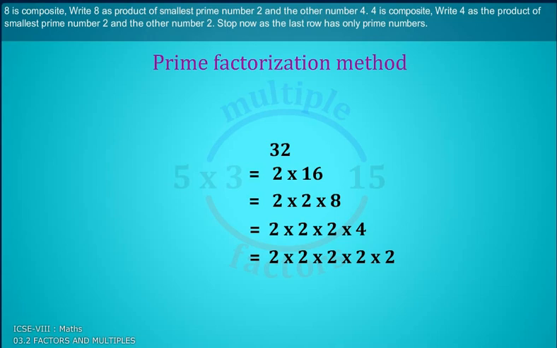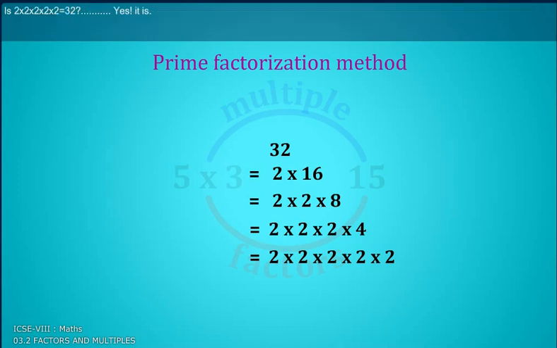Stop now, as the last row has only prime numbers. Is 2 into 2 into 2 into 2 into 2 equal to 32? Yes, it is.